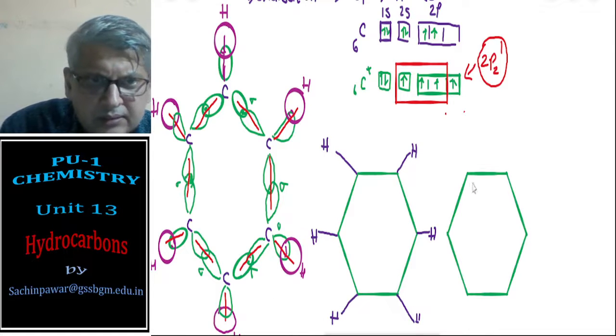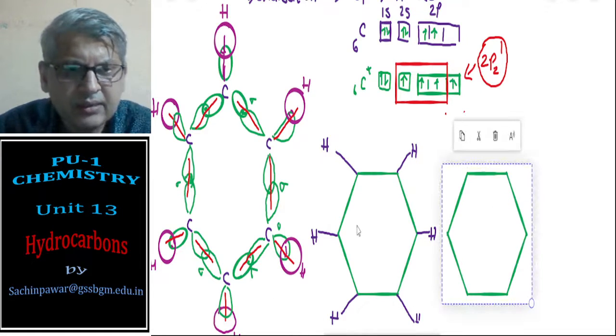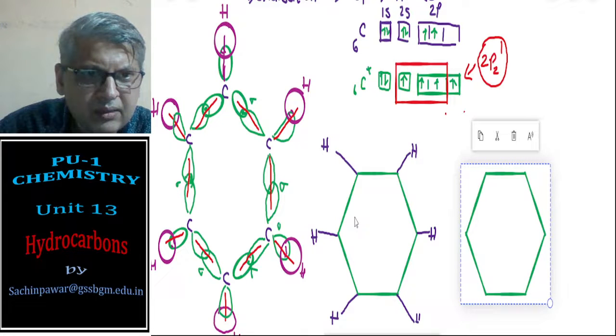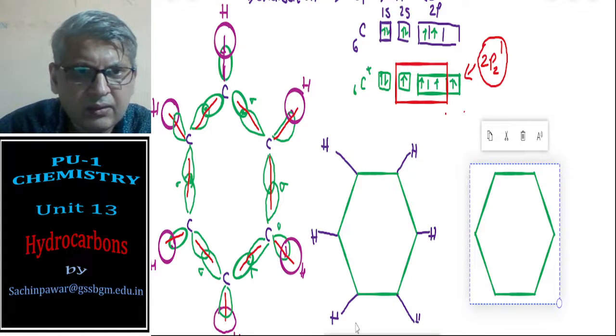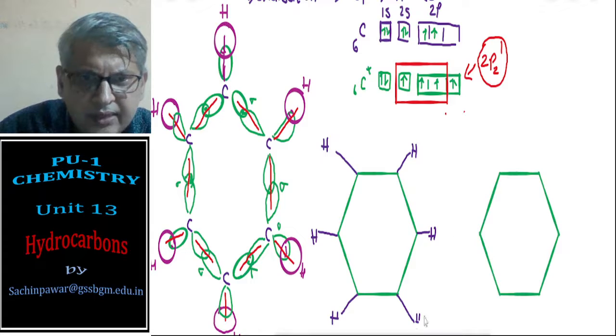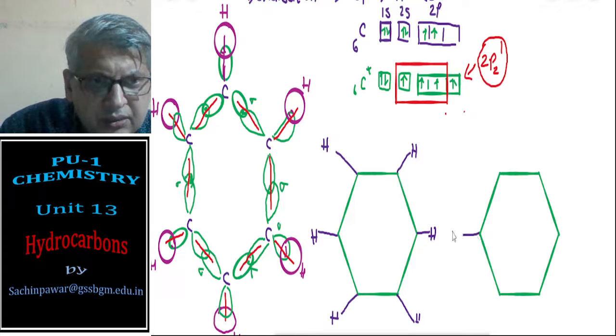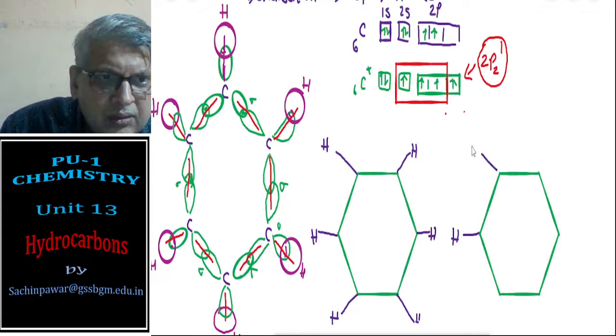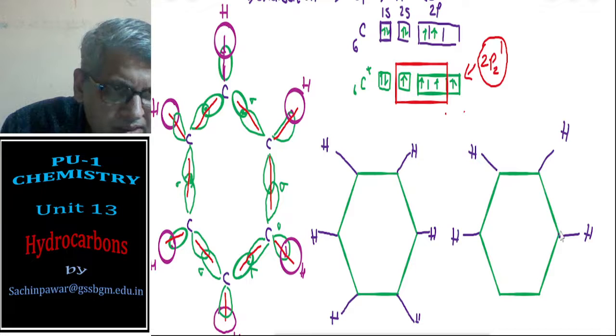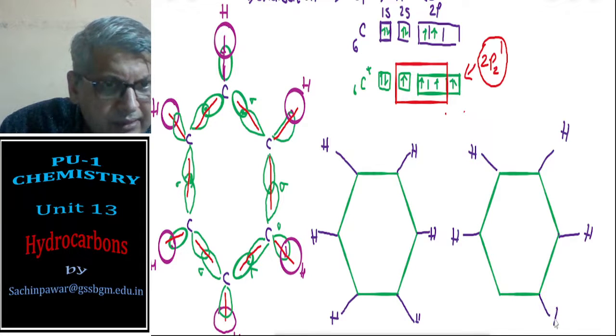Let me take this a bit slightly this side. Okay, so the hydrogen atom is attached. See, a trigonal structure is maintained, that's why the bonds are shown like that.